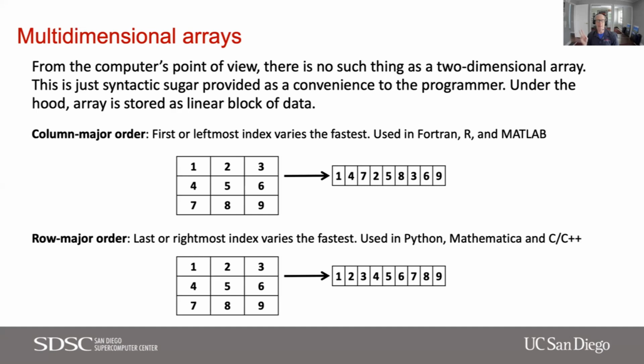Row major order uses the opposite convention. Here, the last or the rightmost index varies the fastest. And you'll see this in Python, Mathematica, and C or C++, and any of the C-like languages. So again, taking that same 3x3 array, in this case, we're going to be going across the rows. So it'll be 1, 2, 3, 4, 5, 6, 7, 8, 9. And that's how it will be stored as that 1D structure of data.